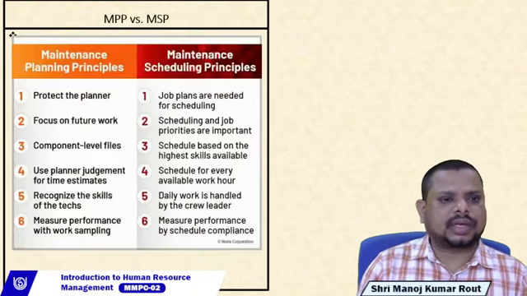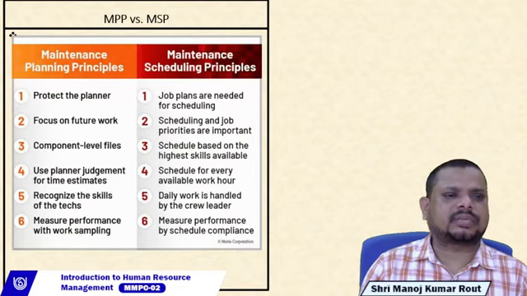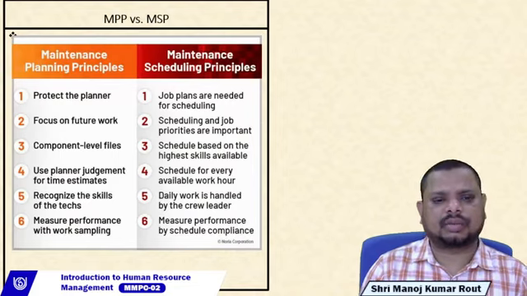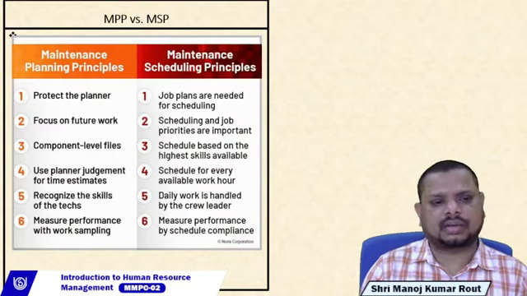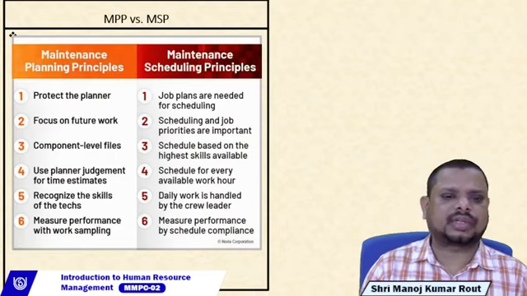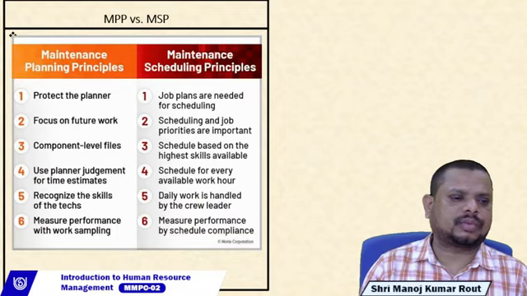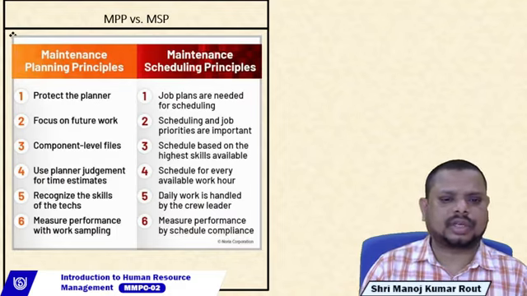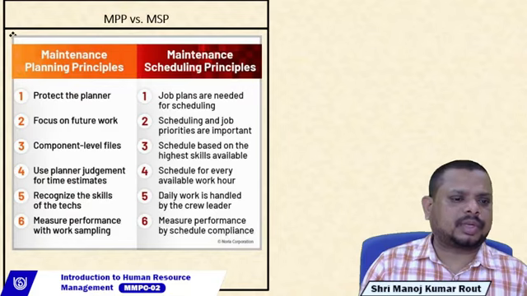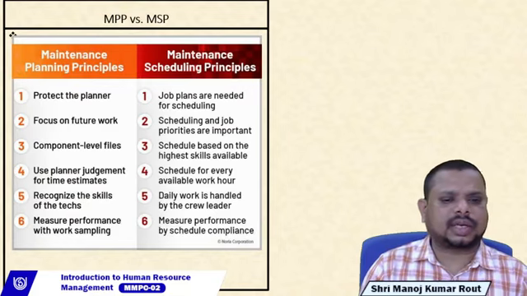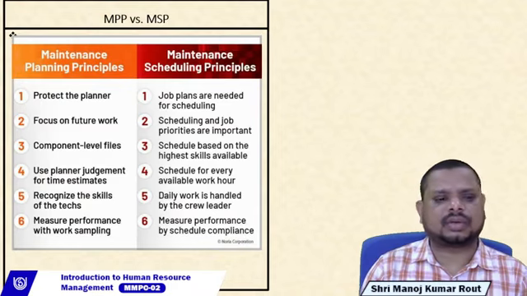Moving to the next one, let's understand the difference between maintenance planning principles and maintenance scheduling principles. We have, for planners, point one: job plans are needed for scheduling. Point number two: focus on future work. In the case of maintenance scheduling principles, schedule and job priority are important, especially with reference to emergency jobs. Then point number three: component level files are required. Here the schedule is based on the highest skill available.